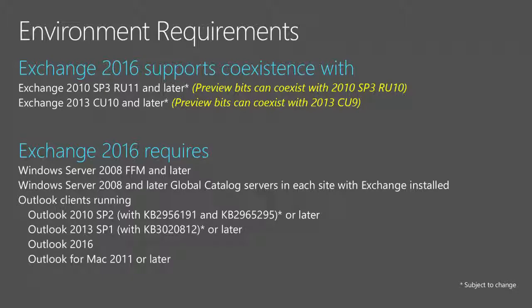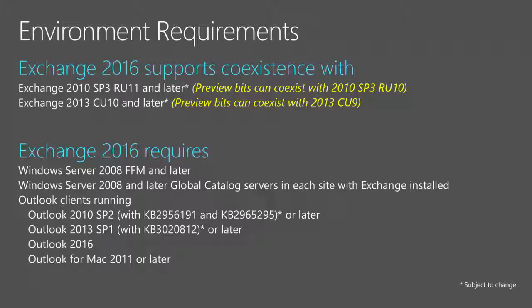The preview bits have slightly different requirements than what we think the final RTM requirements will be, but the asterisk up there means it's subject to change. In other words, we reserve the right to release at RTM of 2016 a CU for 2013 and maybe an RU for 2010 for coexistence purposes. We don't think we're going to need that now. We think the ones that are out there will work with RTM, but that's subject to change.